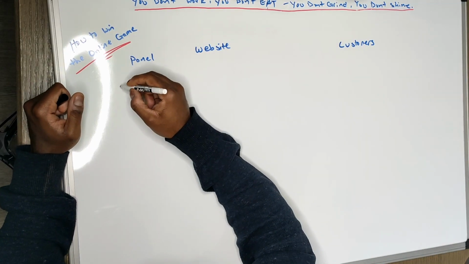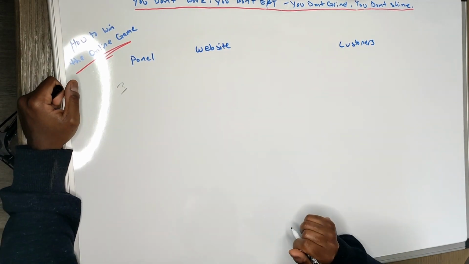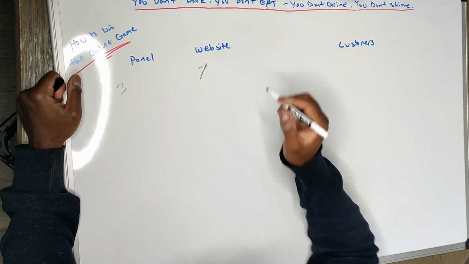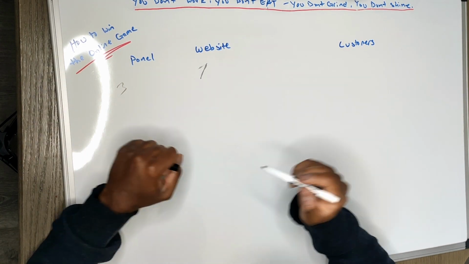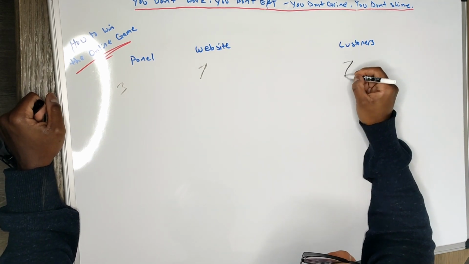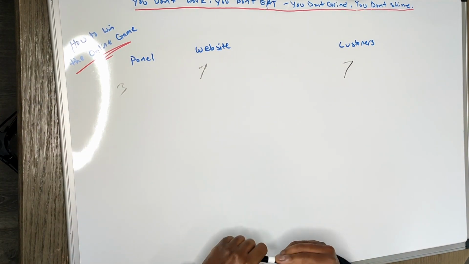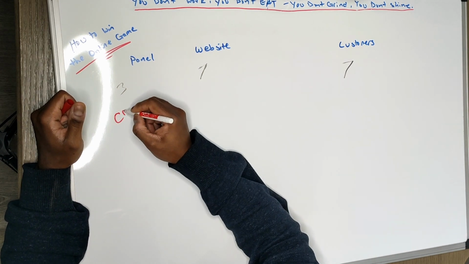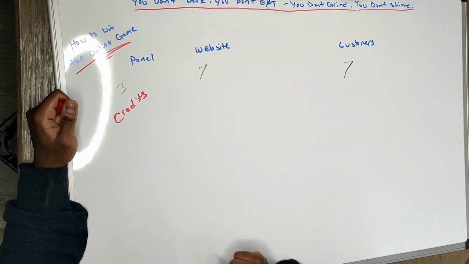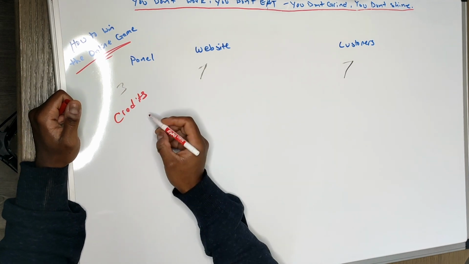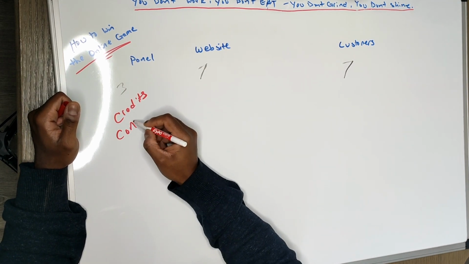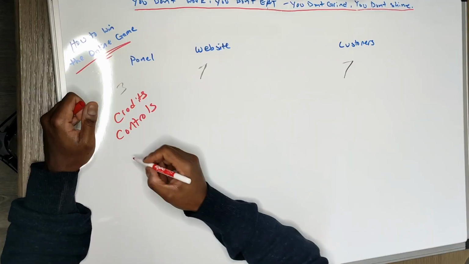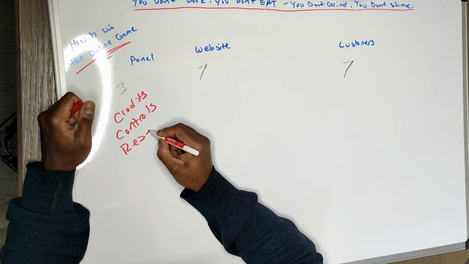Now in the panel, there's 3 steps in here. On the website side of things, there are 7 in here. And on the customer side of things, there's also 7 over here. Now, on your panel, as you know, we have the credits. You also have the controls, which is what the panel is, and you also can resell.